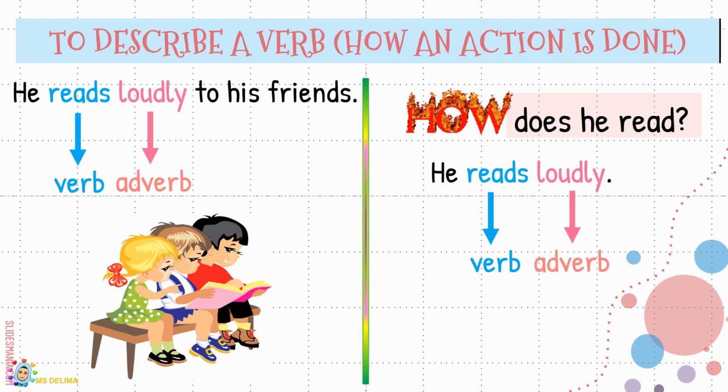For example, he reads loudly to his friends. The question here, how does he read? He reads loudly. The verb here is reads and the adverb here is loudly. So the adverb of manner, which is loudly, tells us about the action of reading. So he reads loudly.